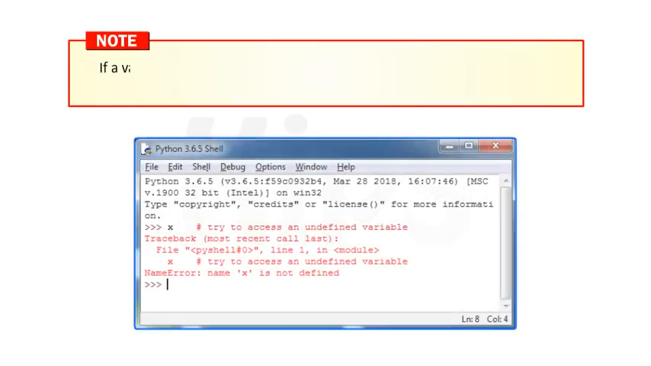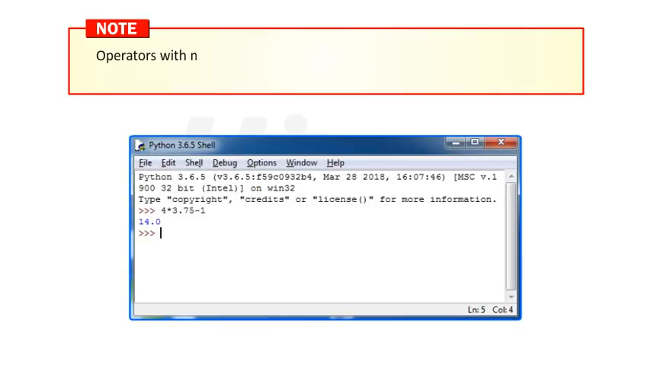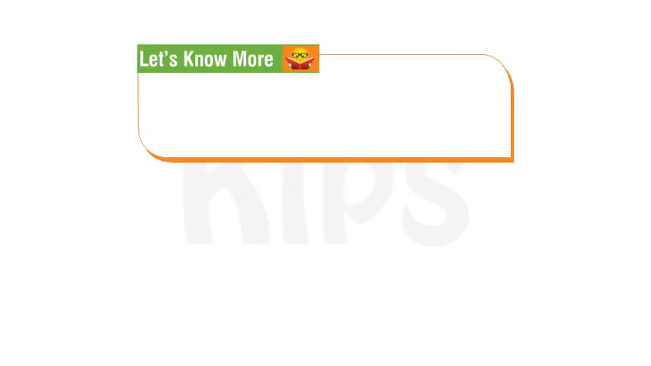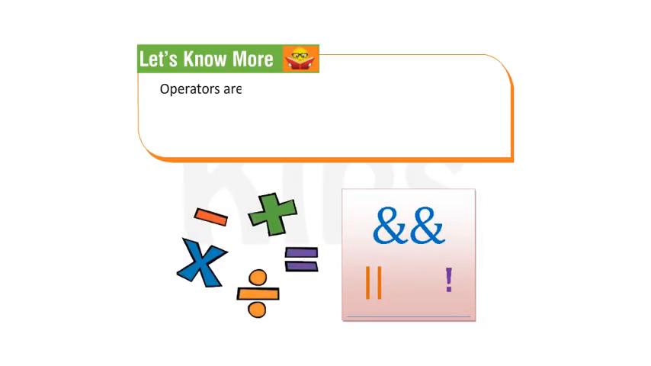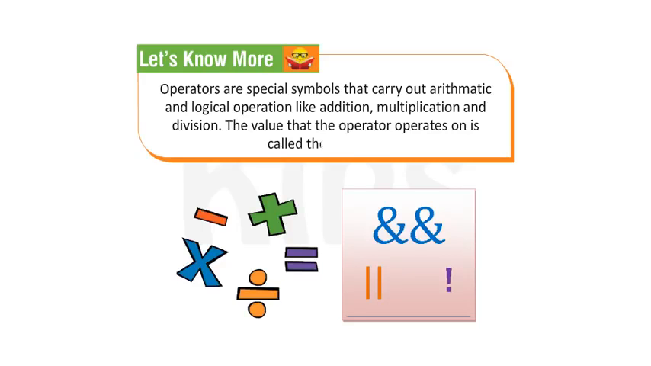Students know that if a variable is being used without assigning a value, that is, if the variable is not defined, it gives an error. Students know that operators with mixed type operands convert the integer operand to floating point. Students, let's know more. Operators are special symbols that carry out arithmetic and logical operations, like addition, multiplication and division. The value that the operator operates on is called the operand.